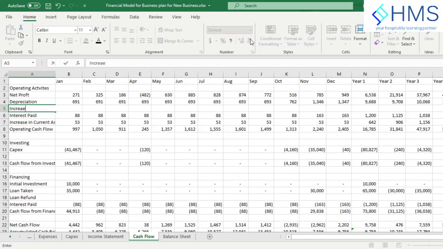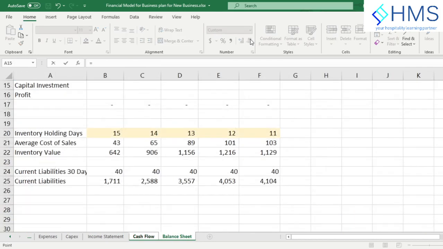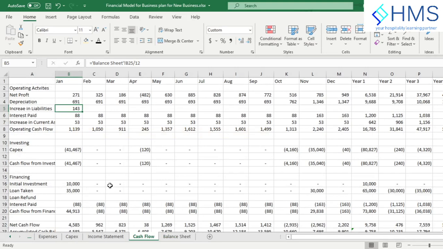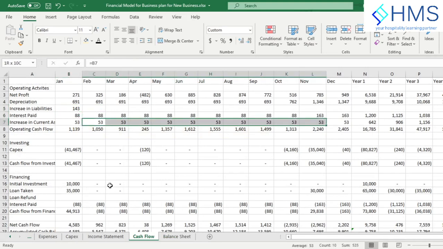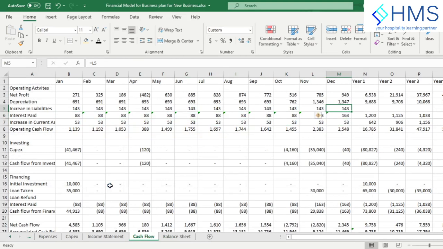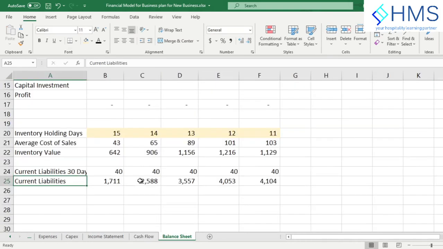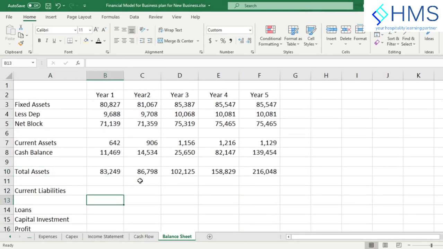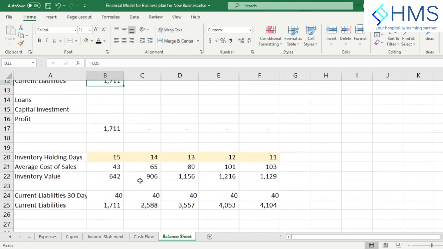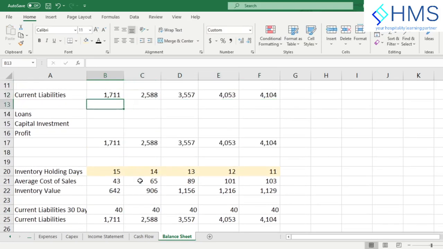Increase in working capital liabilities. Usually you can also do it by taking a net working capital, but we are not using that here for the time being. Then we follow the same formula. Cash is adjusted, current liabilities are adjusted. Let's see if it is going to tally already.